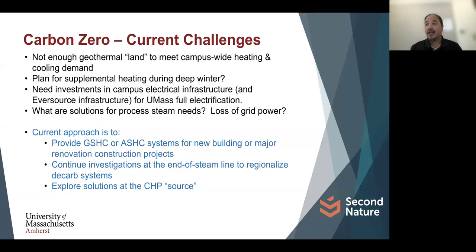Realizing also that by decarbonizing, we're essentially electrifying our campus. We needed to look at what the limitations are and where we would have to put some investments into our own campus electrical infrastructure, and in conjunction with our utility partner, which is Eversource, making sure that the utility grid that feeds our campus also meets the challenge for us to go to full electrification in the future.